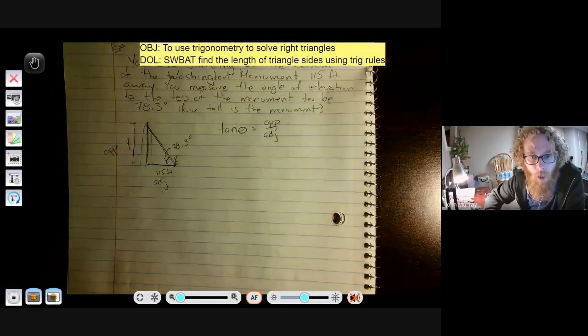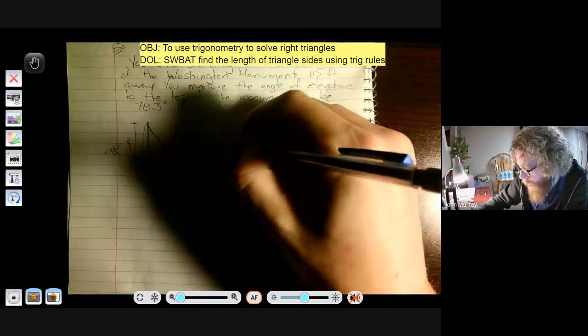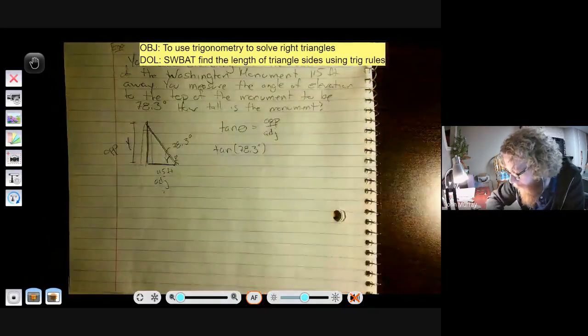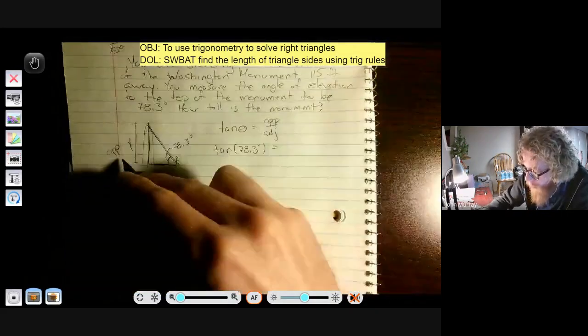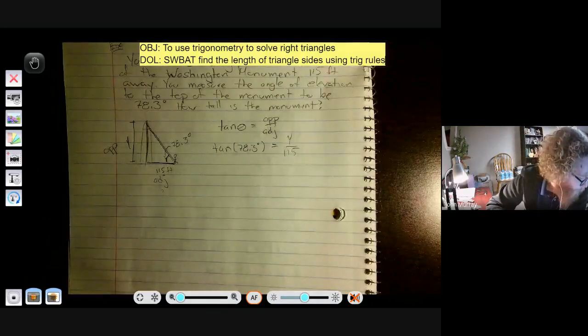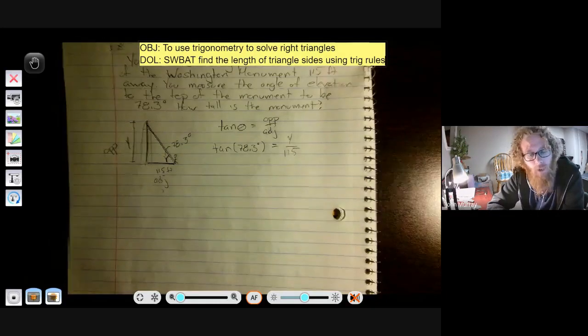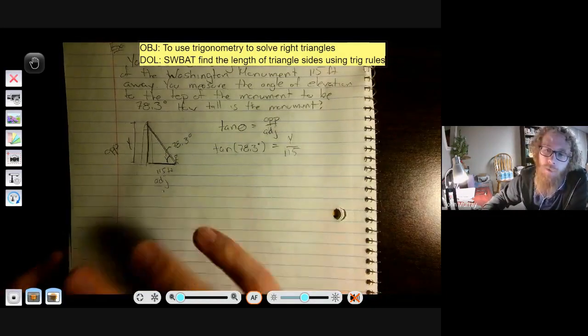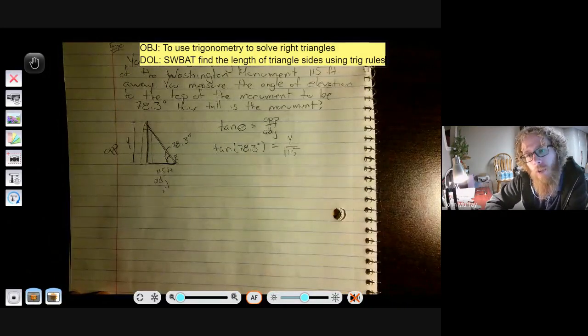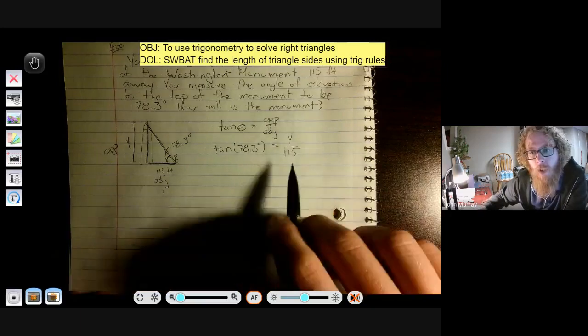Now that we have our situation set up, we're going to substitute. So I'm going to take the tangent of 78.3 degrees, and that is going to equal the opposite, which we don't know, so I'm going to call that y, over the adjacent, 115. Now, depending on what you're using as a calculator, either way, I wouldn't solve this yet. I wouldn't find that until the end.